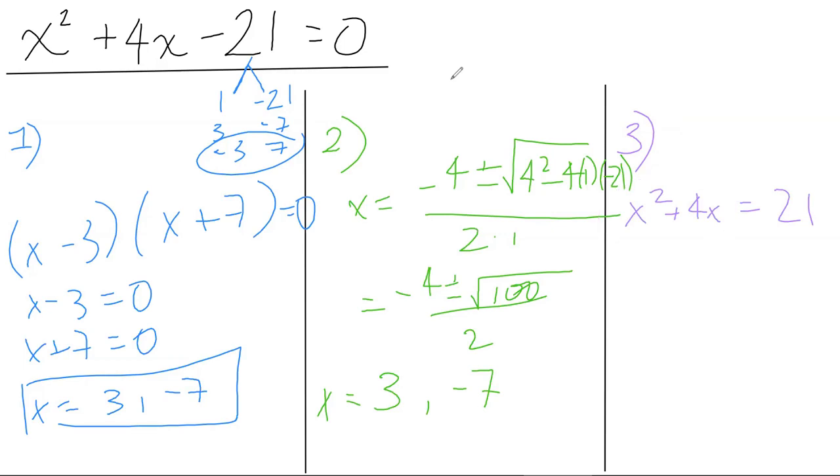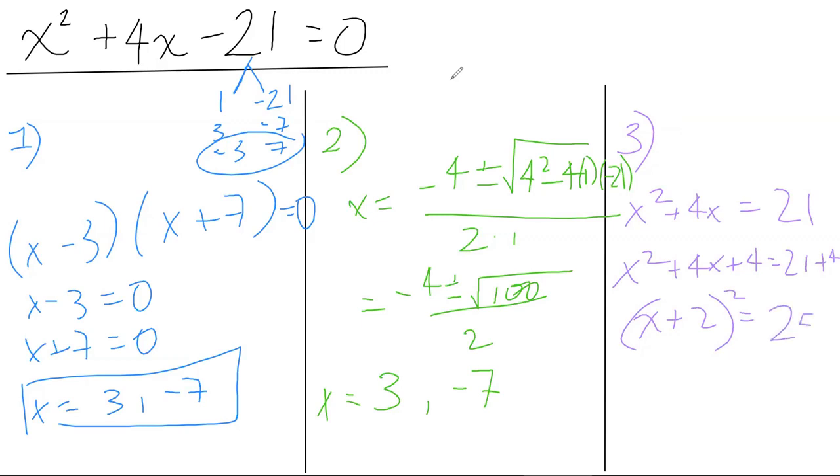Well, now we're trying to complete the square right here. We're trying to make a perfect square trinomial. So what is b over 2 squared? Well, that would just be equal to 4 divided by 2, which is 2 squared. That's equal to 4. x squared plus 4x plus 4 is equal to 21 plus 4. And this just means that x plus 2 squared is equal to 21 plus 4.